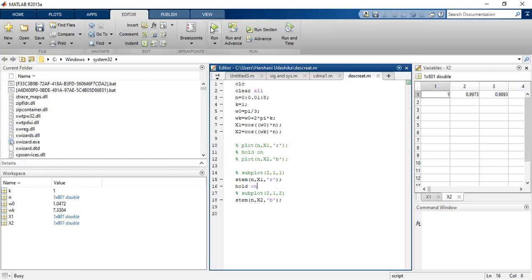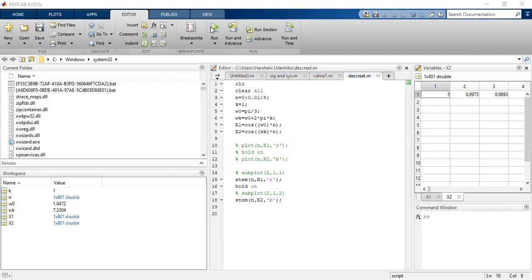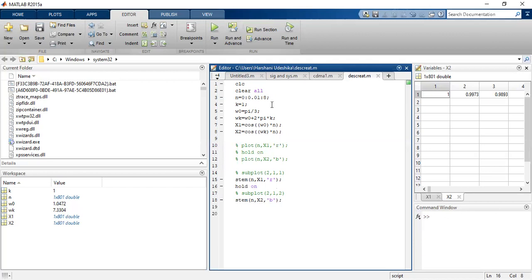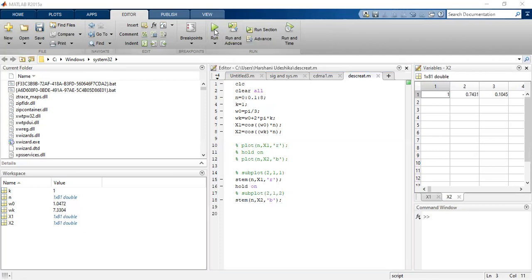So if I run this, you can see that. Here I have a 0.001 increment, so it looks like a continuous value. So I will choose a 0.1 increment, and you can see the discrete-time signal very clearly. Okay, so you can see it now, no?